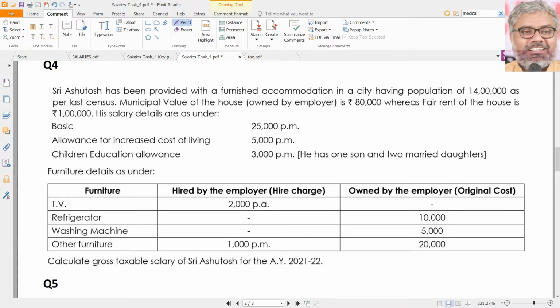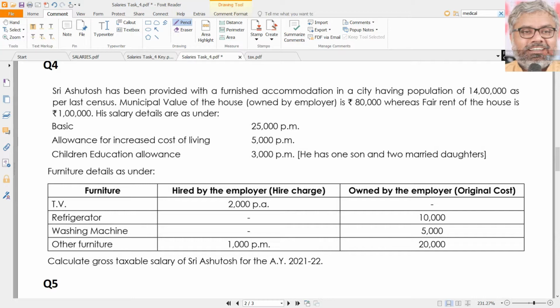Ashutosh is provided with a furnished accommodation in a city having a population of 14 lakhs as per last census. Municipal value of the house, irrelevant. Fair rent, irrelevant. All this unnecessary information. But salary details definitely are important. So basic is given. Allowances for increased cost of living, whatever it is, names or whatever, that is nothing but DA. Basically, if you understand that in the context of what kind of allowance. But even then, we don't have to name it. Whatever is given in the question, that can be taken. But that is taxable for sure.